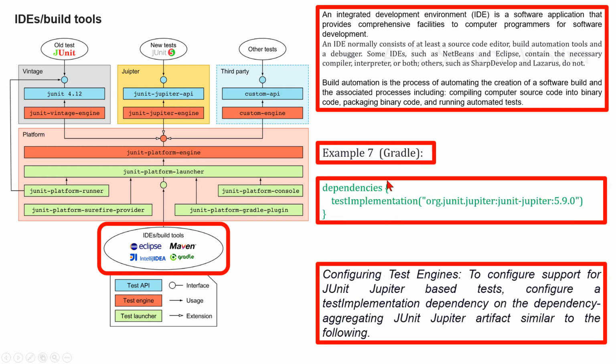As an example 7 in Gradle, we can consider this one, configuring test engines. To configure support for JUnit Jupiter based tests, configure a testImplementation dependency on the dependency aggregating the JUnit Jupiter artifact, similar to the following here. In order to run any test at all, a test engine implementation must be on the classpath.